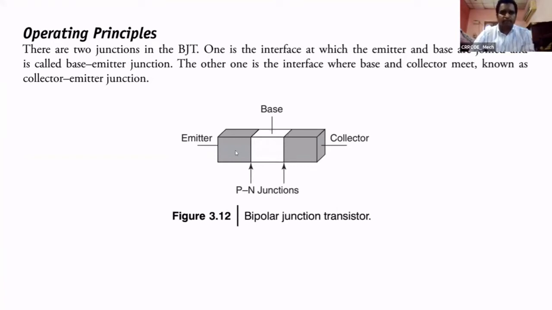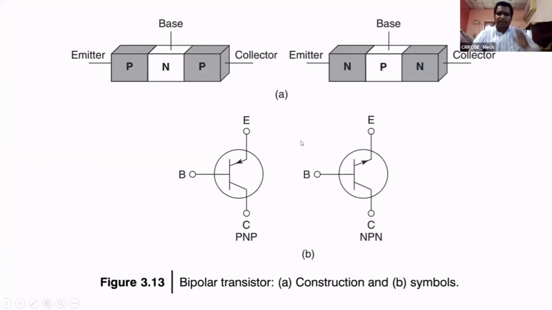Here we have two configurations. One is the PNP transistor, the second one is the NPN transistor. In a PNP transistor, emitter and collector are P type materials and the base is N type material. In the case of an NPN transistor, emitter and collector are N type semiconductor materials, and the base is made up of P type semiconductor material. Here these two are the symbols of the transistor.